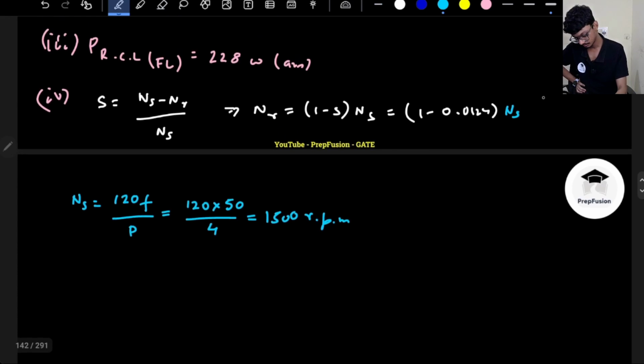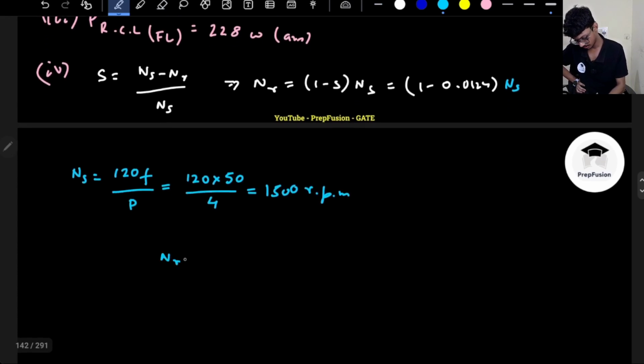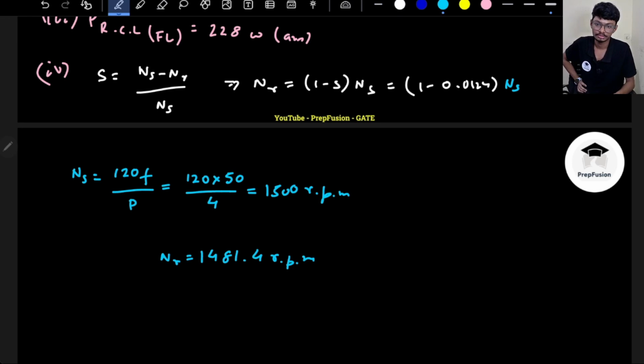So basically nr will come out to be (1 minus 0.0124) into ns. Ns is 1500, so it is 1481.4 rpm. So this will be the rotor speed basically.